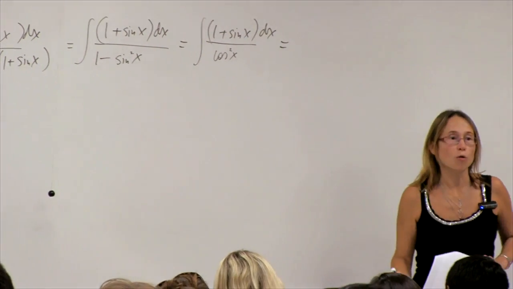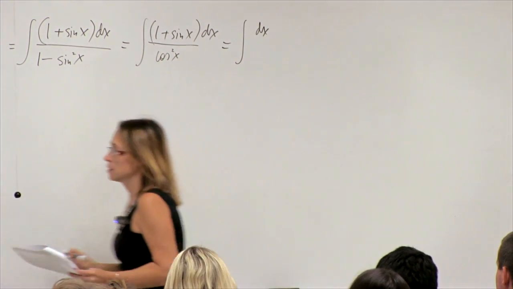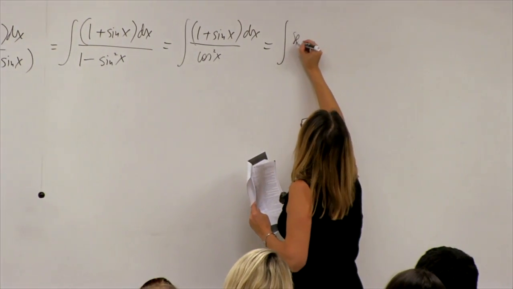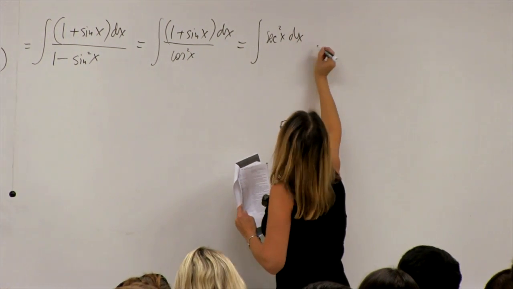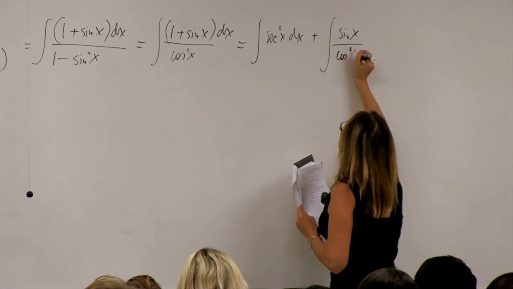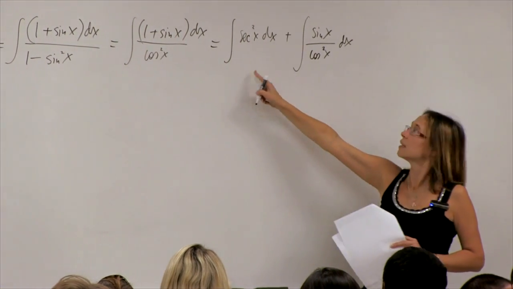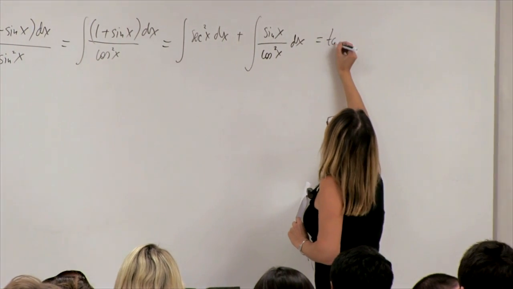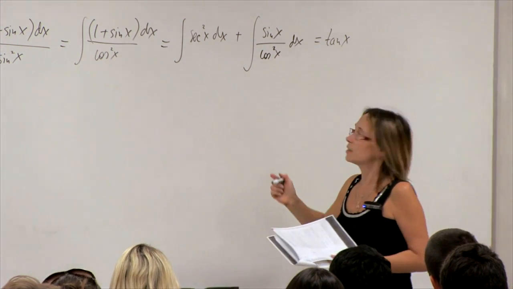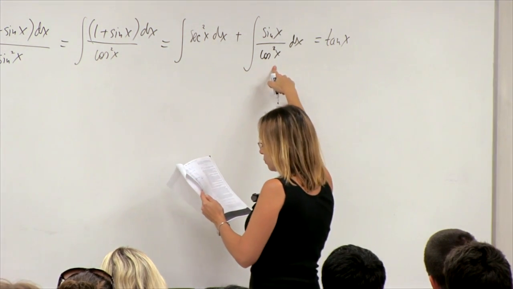And now we have a sum of two integrals, right? So the first integral is dx. I'm going to write it differently. Secant squared x dx, right? And the second one is sine x over cos squared x dx. The first one is from the table, right? This is just a tangent. How about this one? Substitution, right? We can see that sine is proportional to the derivative of a cosine.